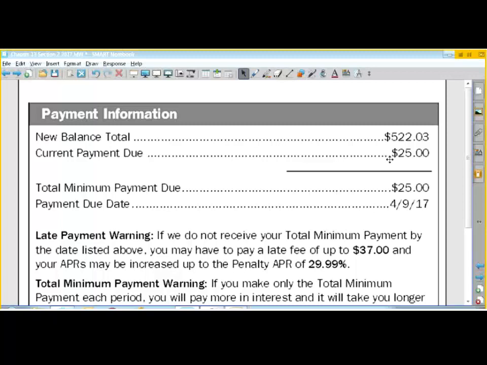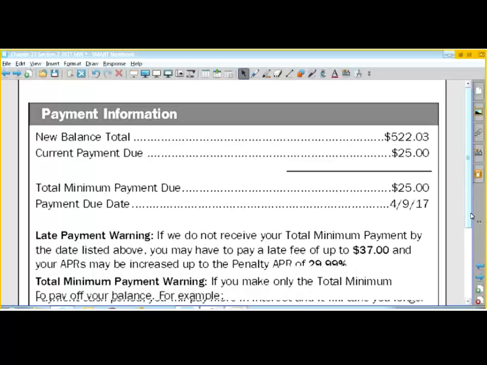So there's my new balance, $522.03. You have to pay a minimum amount every month. It's not dependent upon how much you have owing. There's just a minimum amount, which for me is $25. So I've got to pay at least $25. If I forget to pay my credit card, then there will be a penalty, a late fee of up to $37. Plus, they may increase your interest rate up to 30%. So that's really high. So you at least want to pay the minimum amount. Ideally, you want to pay it all off so you don't ever have to pay interest.